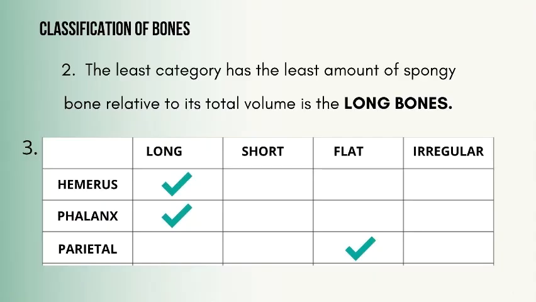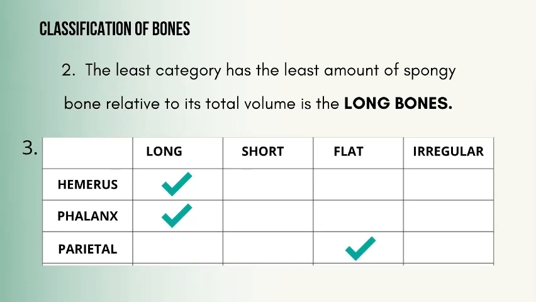So let's proceed to page 4, the classification of bones. Number 2, the major anatomical classifications of bones are long, short, flat, and irregular. Which category has the least amount of spongy bone relative to its total volume? The answer is the long bones.